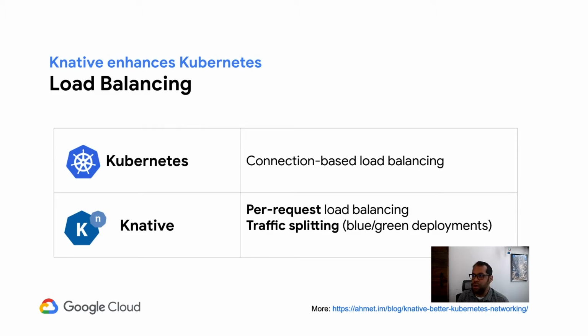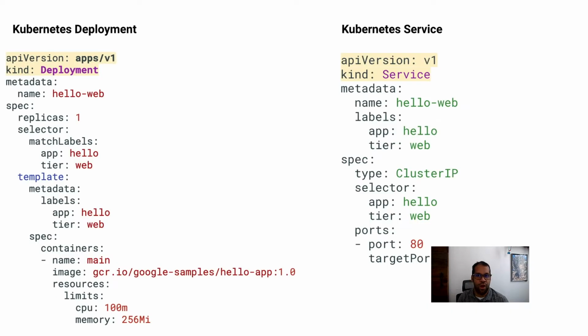The load balancer is much easier to set up. It's based on requests and you can do simple traffic splitting. And let's actually take a look at what Kubernetes looks like with Knative. So anybody who's deployed a Kubernetes app has seen something like this.